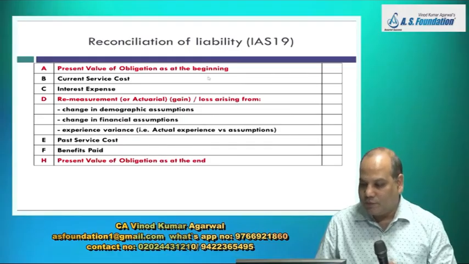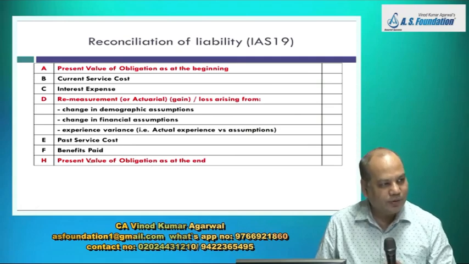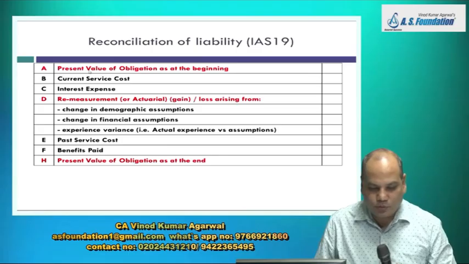Okay. Now we'll just revise how to reconcile liability. This is a good table for you in case in the exam any balancing figure is there. It will be somewhere in this only. Like the previous two problems we solved. And this is a disclosure requirement also at the end. The companies have to present reconciliation of defined benefit obligation like this.